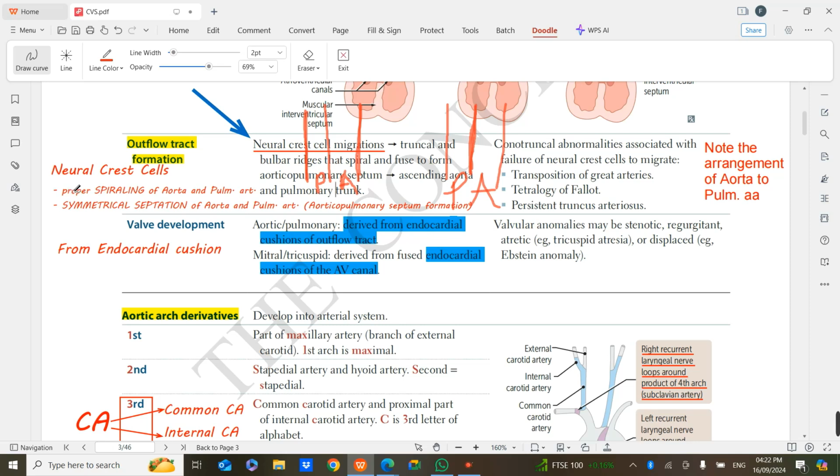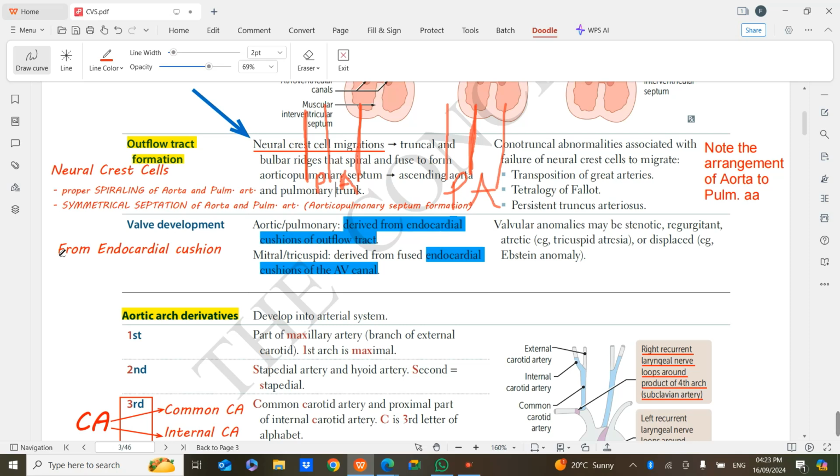Very easy and straightforward. So these are the few points you want to note about the outflow tract: spiraling, and symmetrical septation of the two of them. So in any condition where you notice that they are not properly arranged, or something is wrong with the normal arrangement, just be thinking towards neural crest cell. As you have in transposition of the great arteries, they are switched: neural crest cell problem. Tetralogy of Fallot, neural crest cell problem. Persistent truncus arteriosus, so septation is not occurring there: neural crest cell problem. Do you think you need to read wide before you answer these questions?